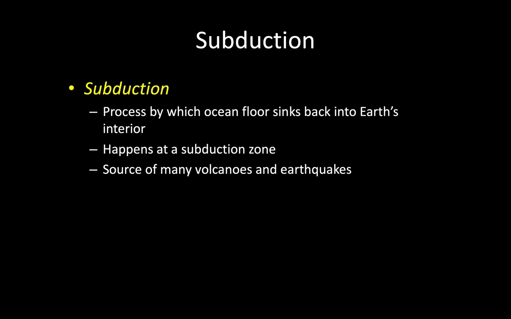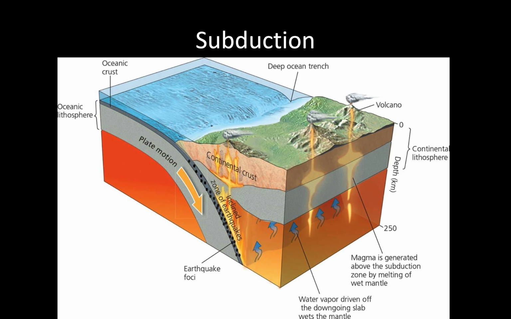So this is called the process of subduction, the process by which the ocean floor sinks back into Earth's interior. This happens at subduction zones, and this is the source of many of our famous volcanoes and earthquakes, not San Andreas, but other ones. So here we have subduction. All right, so what we see here is one plate going this way, one plate moving this way. One plate is actually being forced down underneath the other and returning back to the mantle.